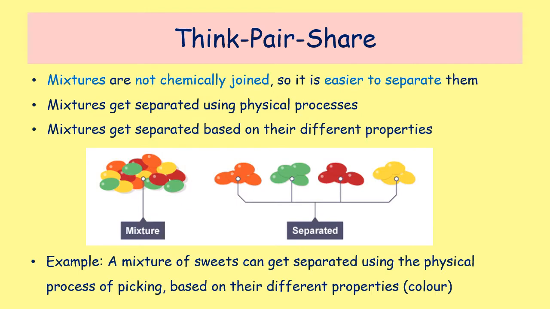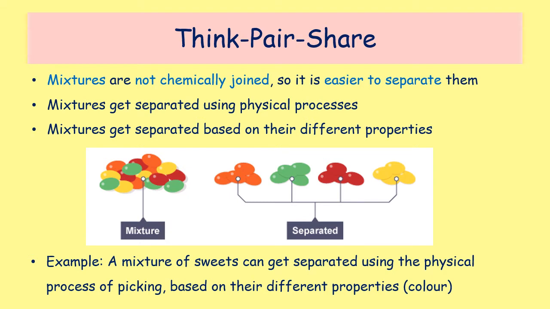Mixtures are not chemically joined. So it's actually a lot easier and you need a lot less energy to separate mixtures than electrolysis for separating compounds into elements. The types of process that separate mixtures are called physical processes. And mixtures get separated based on their different properties.